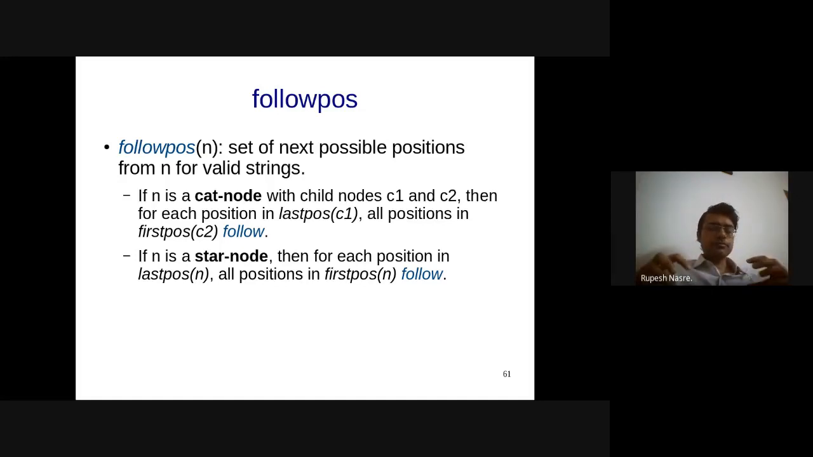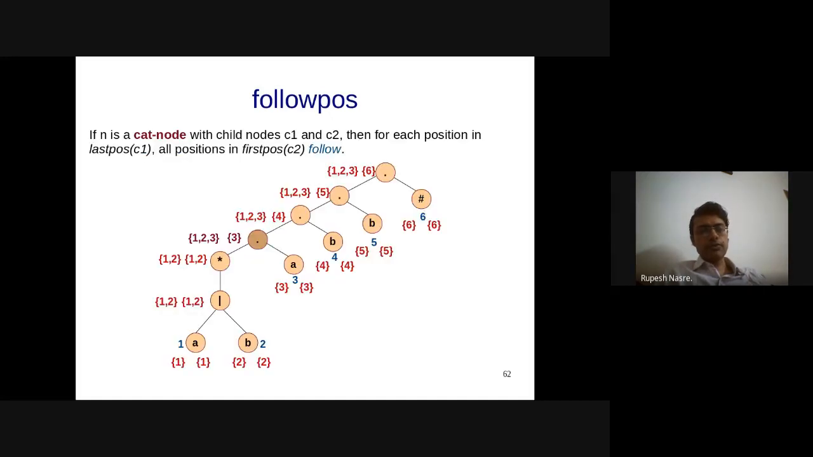So we are creating a relationship across C1 dot C2, and therefore for each lastpos of C1, the firstpos of C2 follows. Similarly, if it is a star node, C star, then for each position in the lastpos of that node, that is all the strings represented by C, all the positions in the firstpos of the same node follow, because there is a repeated processing of C, a repeated concatenation of C. Right, so that is the main thing, and we'll see the rest of it now.